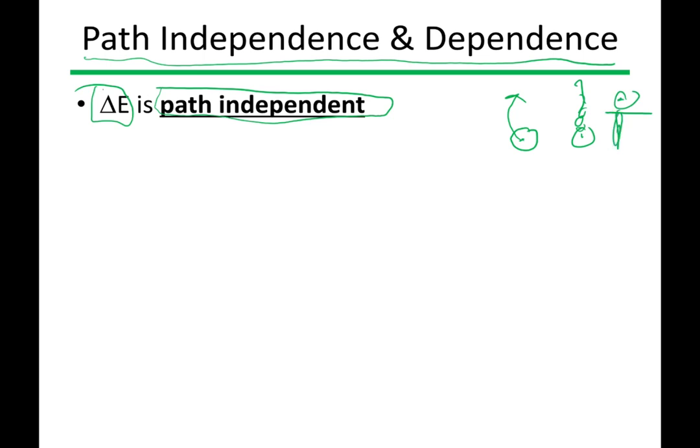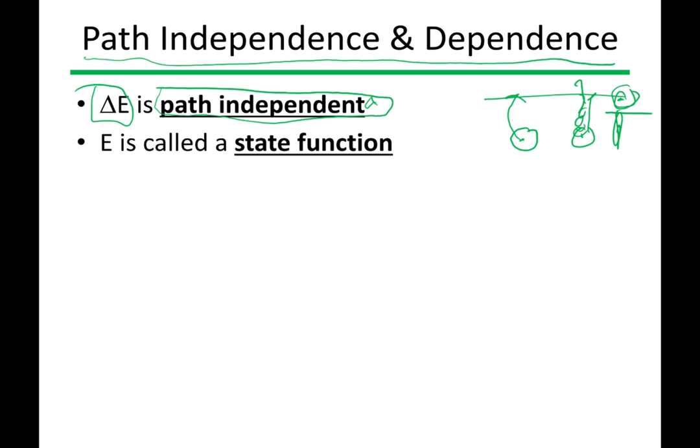The transfer of energy is going to be the same total amount because the potential energy of this object changed by the same amount, no matter how we got there. So how we did it doesn't matter for delta E. And for things that are path independent, we call them state functions. The reason we use this idea is because what matters is just where the state was at the beginning and where it ended. How it got there isn't important.